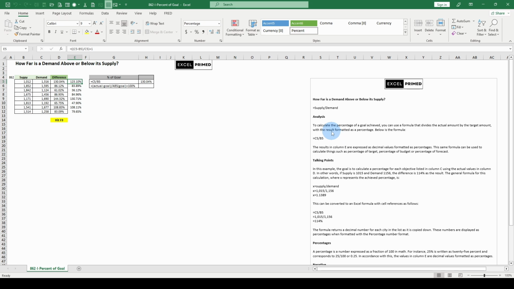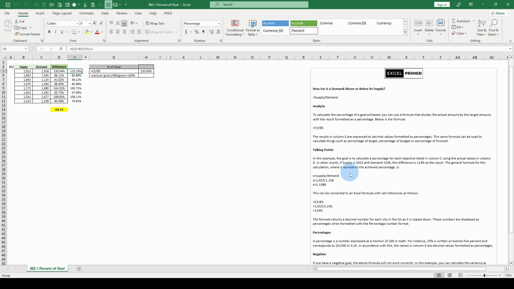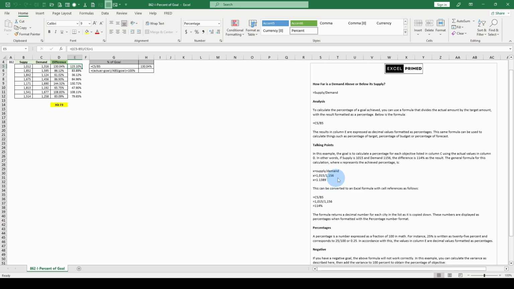We will. Calculate the percentage of a goal achieved. You can use a formula that divides the actual amount by the target amount with the resulting format as a percentage. The results in column D are expressed as decimal values. In this example, the goal is to calculate a percentage for each objective listed in the column. This is what we just covered.